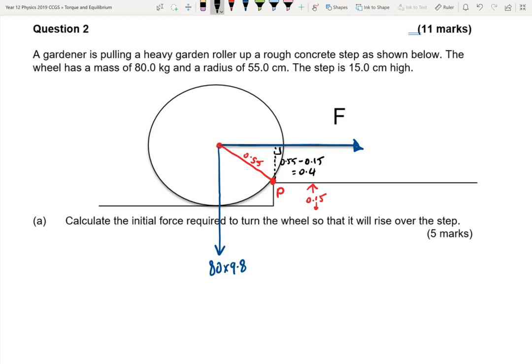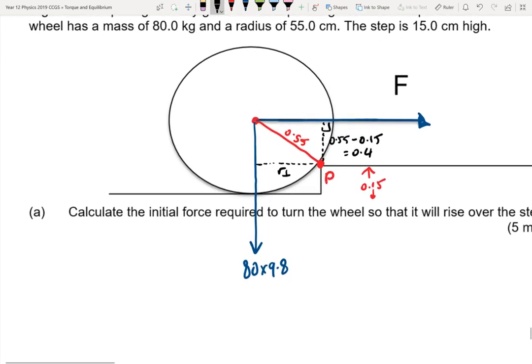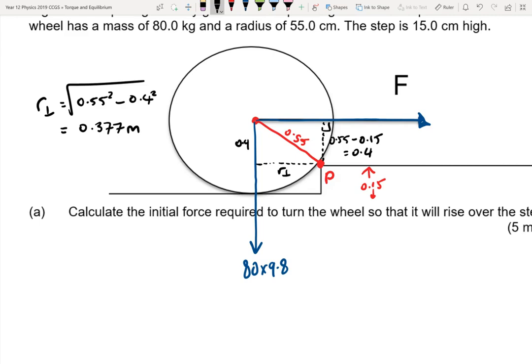Okay? But this one here, this R perp, is a little bit trickier. It requires a bit of a trick. We've got 0.4 on that side, and we've got 0.55. So I would say Pythag, C squared minus B squared gives A squared, and so I could find that R perp is 0.377. Okay? So that's the only bit of trick that we had to do there.